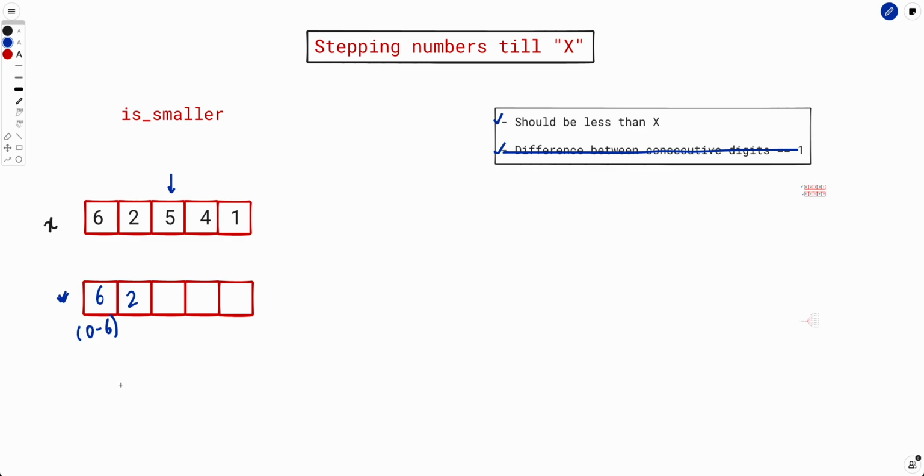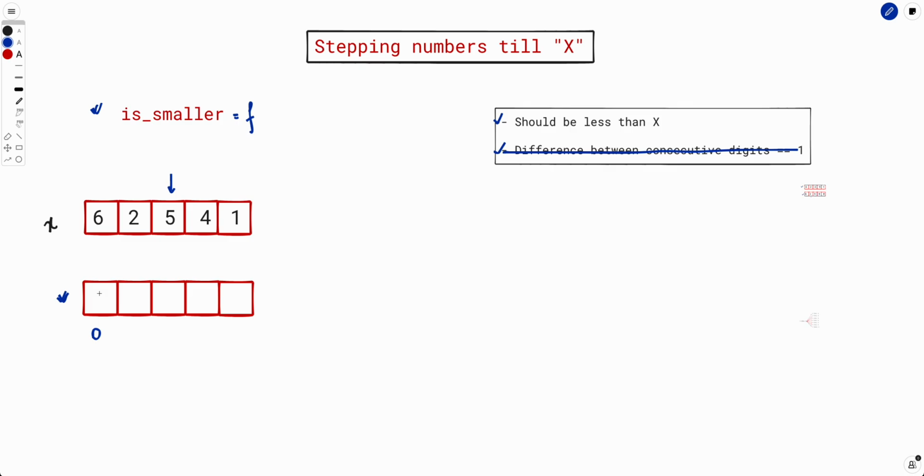So let's start from scratch. Let's say we are maintaining this is smaller flag, which denotes whether the number is already smaller or not. In other words, this denotes whether there is a non-matching digit or not in the prefix, right? So initially, when you are filling the 0th position, is smaller will be false. Why? Because there is no non-matching digit before the 0th position, right? So because is smaller is false, you are bound to put everything between 0 and 6. You can't put anything greater than 6.